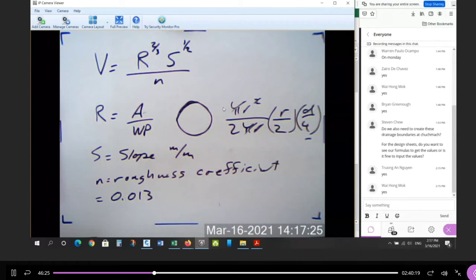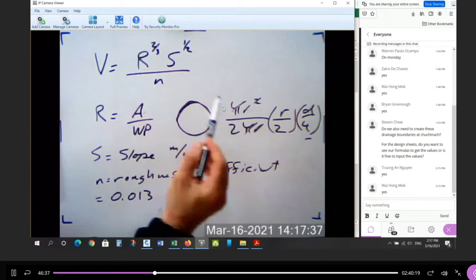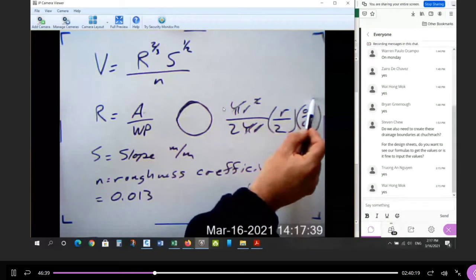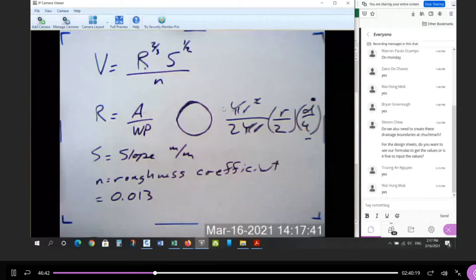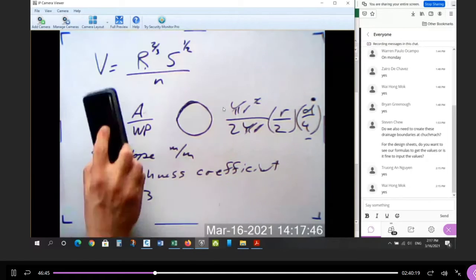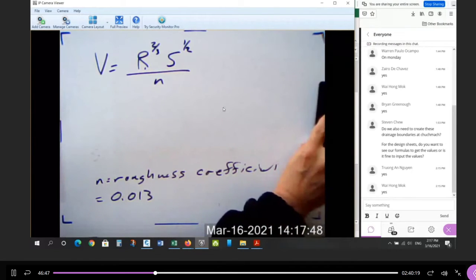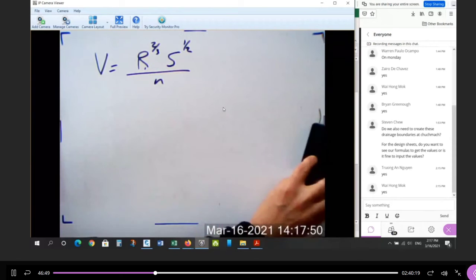Does this all sound familiar, I hope? Any questions so far? So in this formula where it says R, I'm going to substitute D over 4. D over 4 is R, diameter divided by 4. Let me do that, and I'll derive this formula for you so you know exactly what you want to program into the spreadsheet.